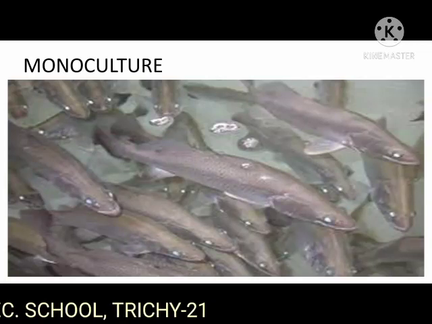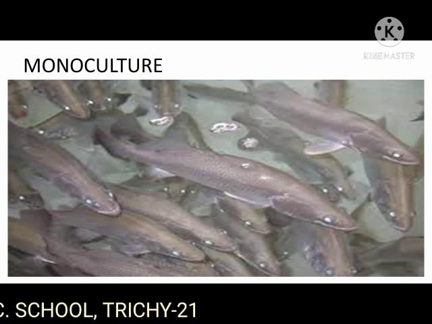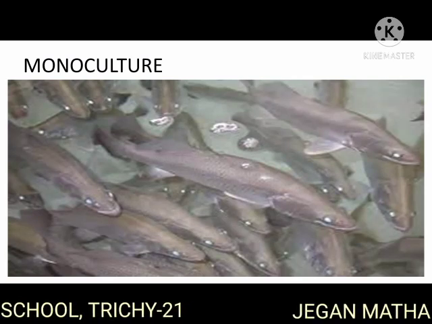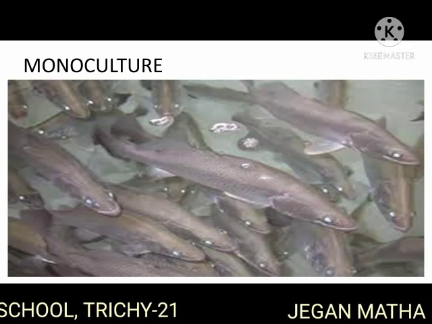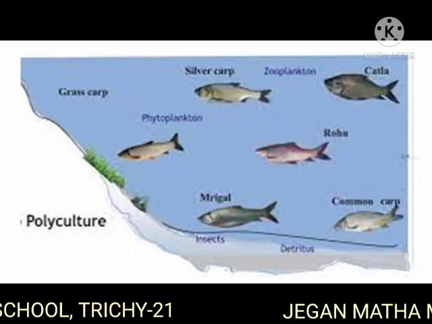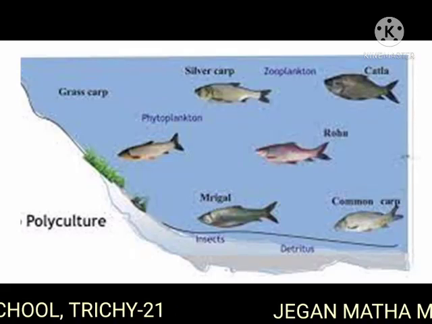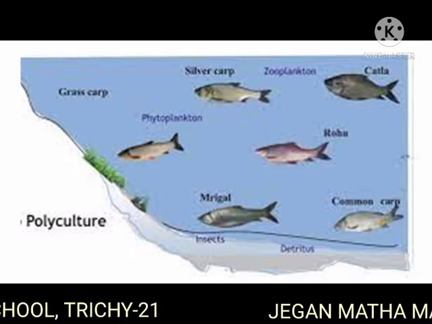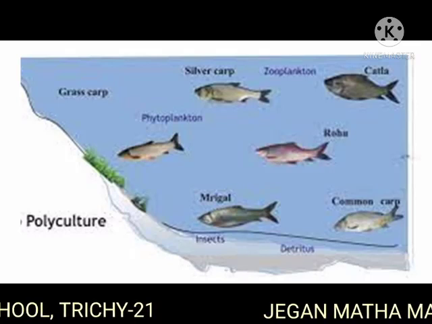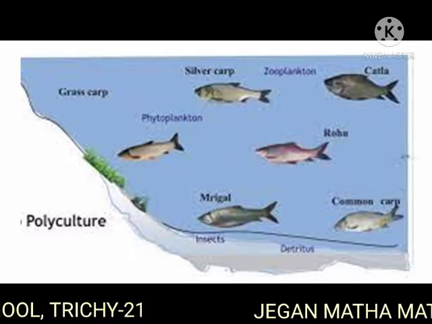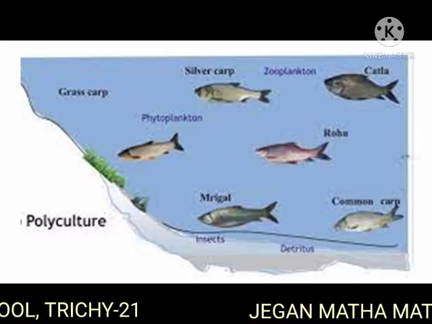Monoculture. It is the culture of a single type of fish in a water body. It is also called monospecies culture. Polyculture. It is the culture of more than one type of fish in a water body. It is also called composite fish culture.